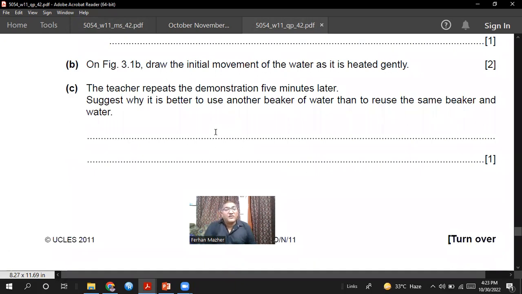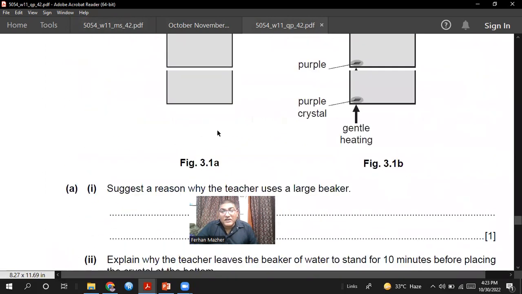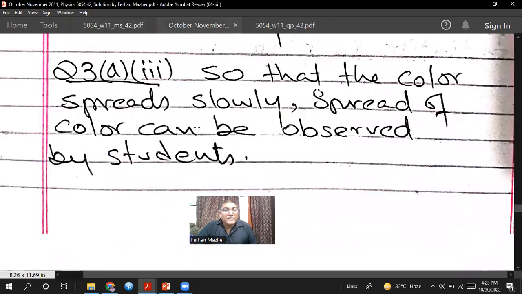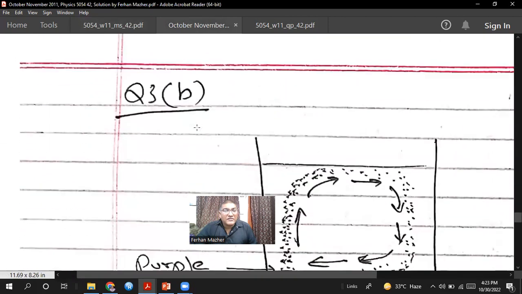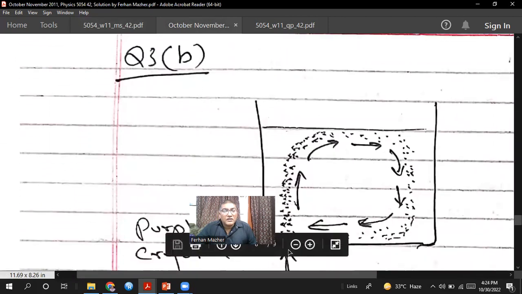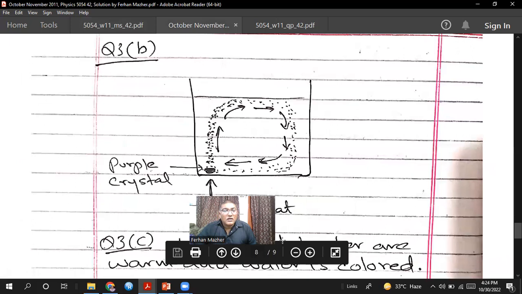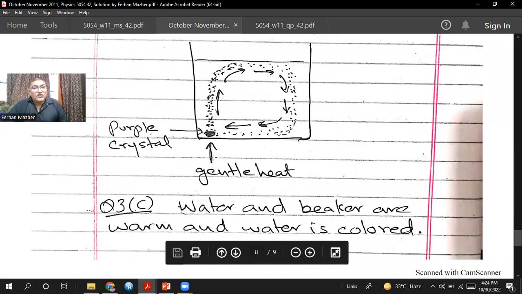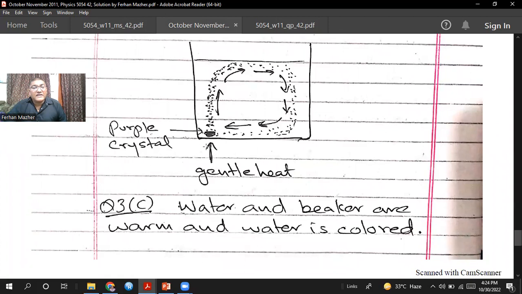On figure 3.1b, draw the initial movement of the water as it is heated gently. You see, you are heating it from the bottom and you are heating it gently. So here is that crystal. Very simple. I have made that diagram also. So from here you will heat it, and this is the purple crystal.